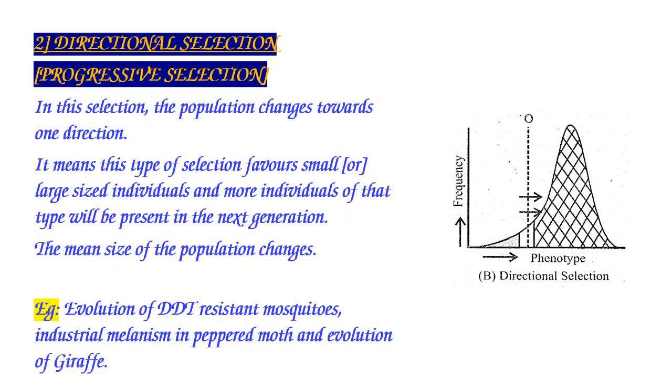The second type of selection process is directional selection, or progressive selection. In this selection, the population changes towards one direction. It means this type of selection favors either small-sized individuals or large-sized individuals, and more individuals of that type will be present in the next generation. The mean size of the population changes.